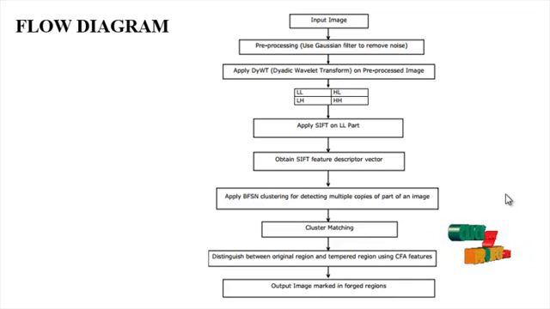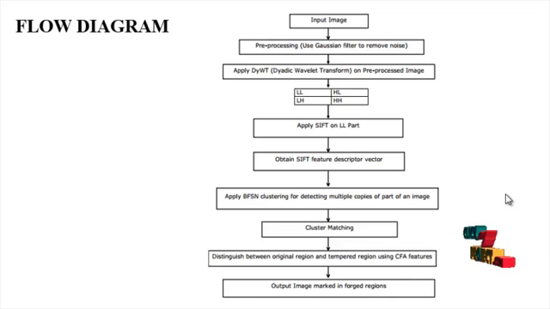Then we find the difference between the original region and the tampered region using the CFA feature, that is the color feature extraction. The output image is marked with the forgery region. Finally, we calculate which will be the forgery region, that is, the original region and the tampered region. Most of the process is calculating the tampered region using the input image.